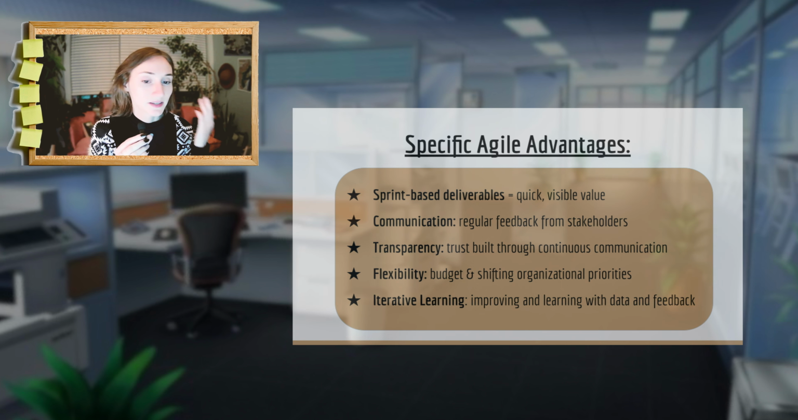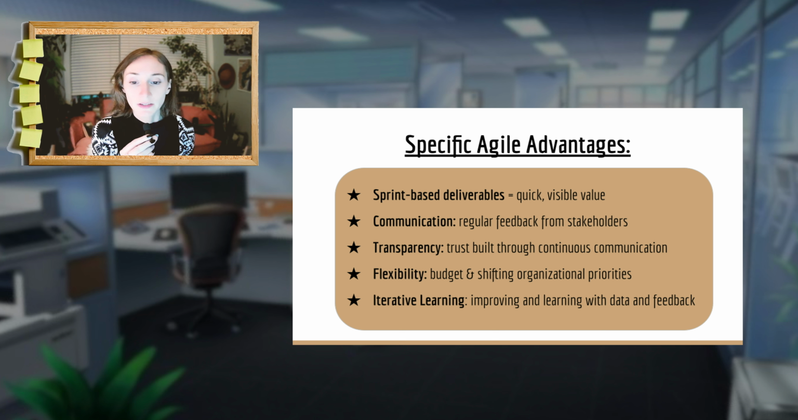The agile method has some specific advantages to my field of work, starting with sprint based delivery, which allows clients to see value quickly. For example, an initial carbon footprint assessment before a roadmap to full decarbonization. Regular check-ins keep engagement up and ensure alignment within authority levels. And then the transparency of continuous communication builds trust and buy-in for the project. Agile's flexibility accommodates budget constraints or shifting organizational priorities, and its iterative learning approach means strategies improve as you gather data and feedback from the process.